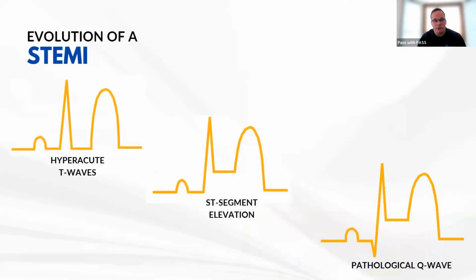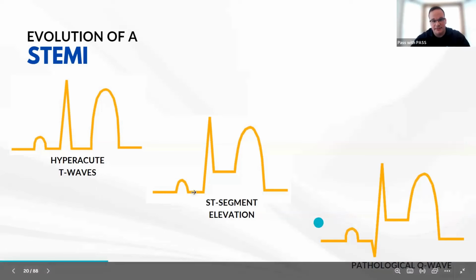Evolution of a STEMI. So if we were able to actively watch somebody's 12-lead EKG who is infarcting right in front of us, this is kind of that progression that we would see as they're actively infarcting. So the very first thing we would see are hyperacute T waves. Hyperacute T waves by definition is an upright T wave that is at least 2/3 the size of the QRS complex. So it has to be at least 2/3 the height of the QRS complex or taller. That's the very first sign of the injury pattern we would see.